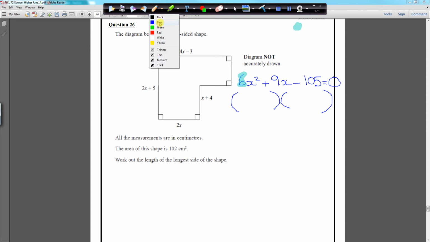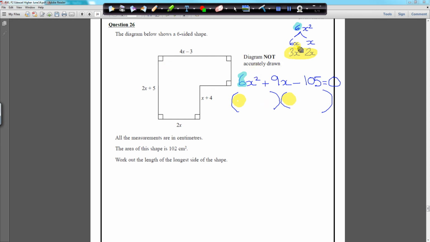Now, if the a value is 6, let's put 6x squared in here. We need to split that up into its factors. We could do either 6x times by x, or we could do 3x times by 2x. There's no right or wrong way. Myself personally, I have a good feeling about the 3x and the 2x, so I'm going to fill them in over here and over here.